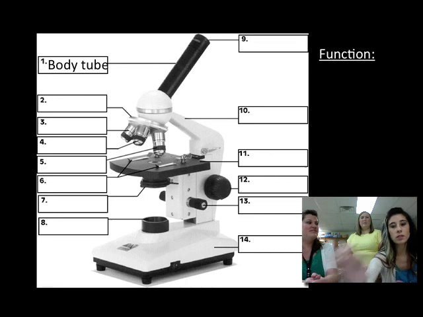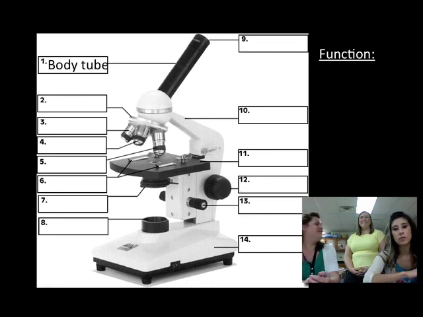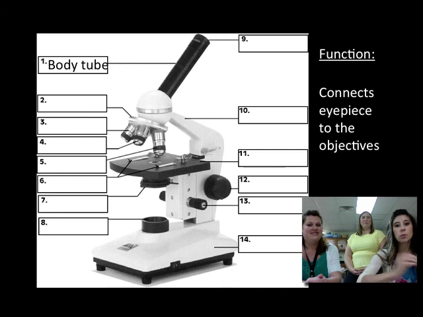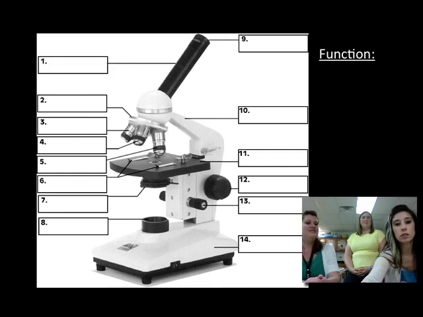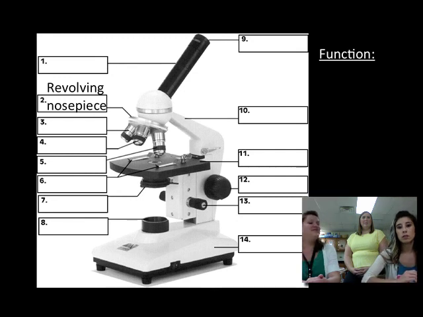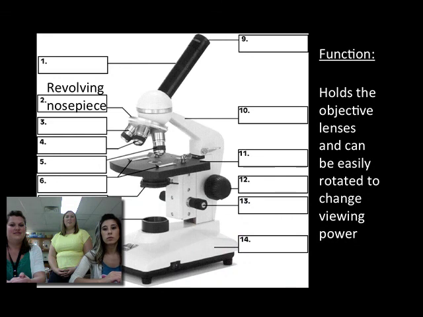All right, now we're going to go through the functions and the parts of the microscope. So first we have the body tube, and that's number 1. This portion is what connects the eyepiece to the objectives. The second one is the revolving nose piece, and its function is to hold the objective lenses so they can be easily rotated to change the viewing power.